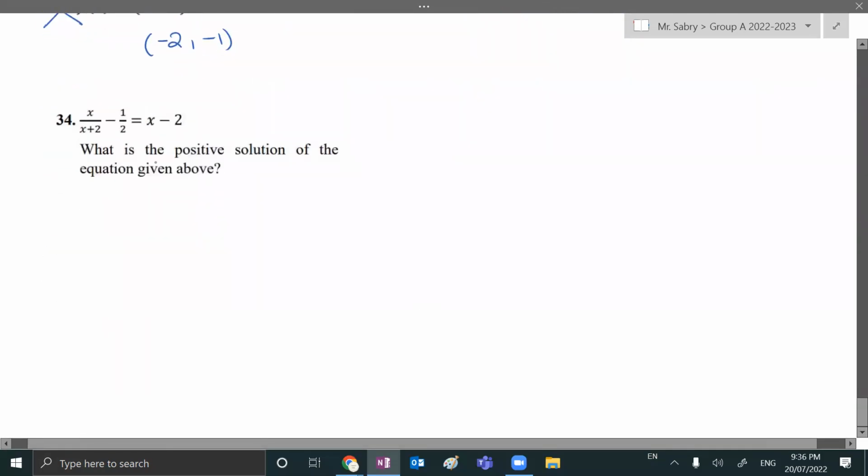Finally, 34. What is the positive solution of the equation given above? So apparently there will be two solutions, and one of them will be positive and the other one is negative.